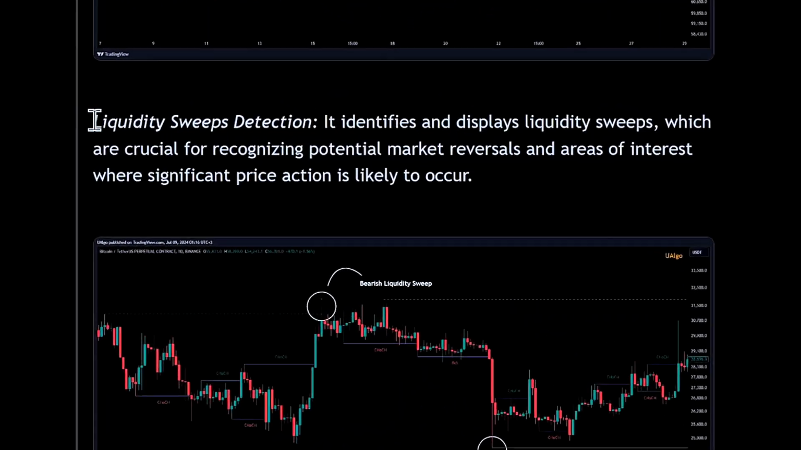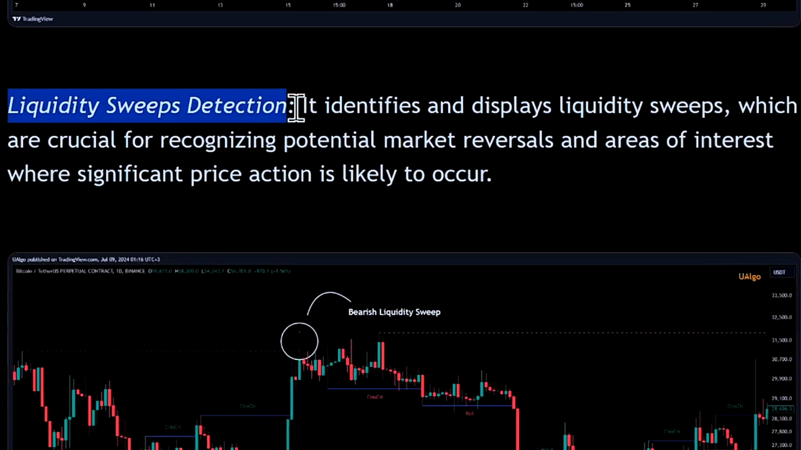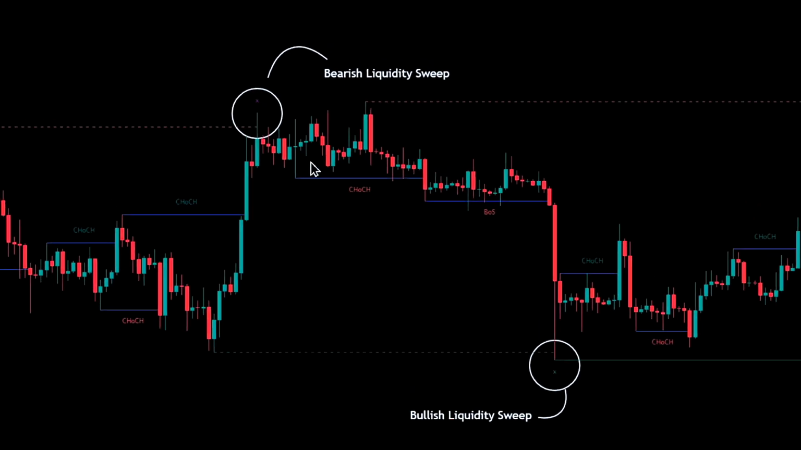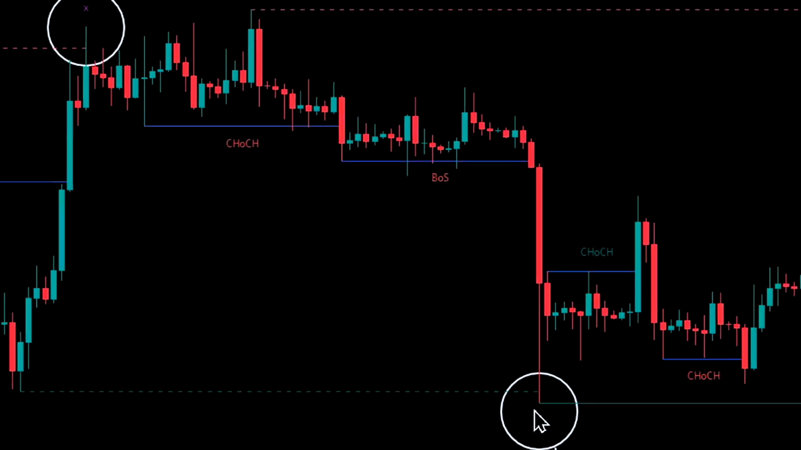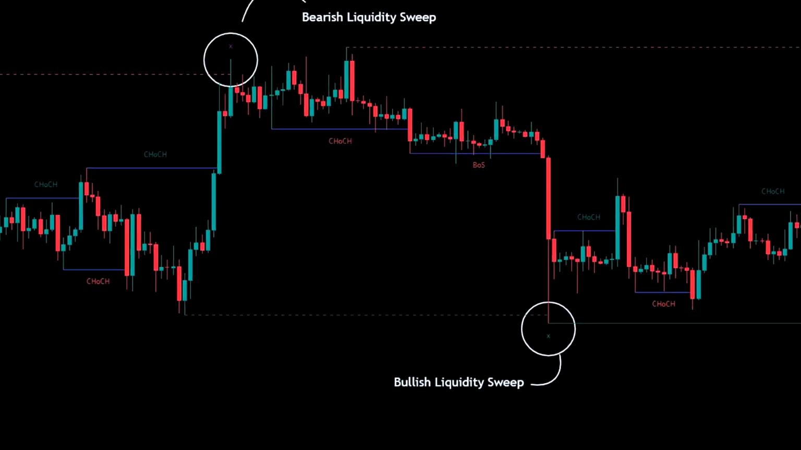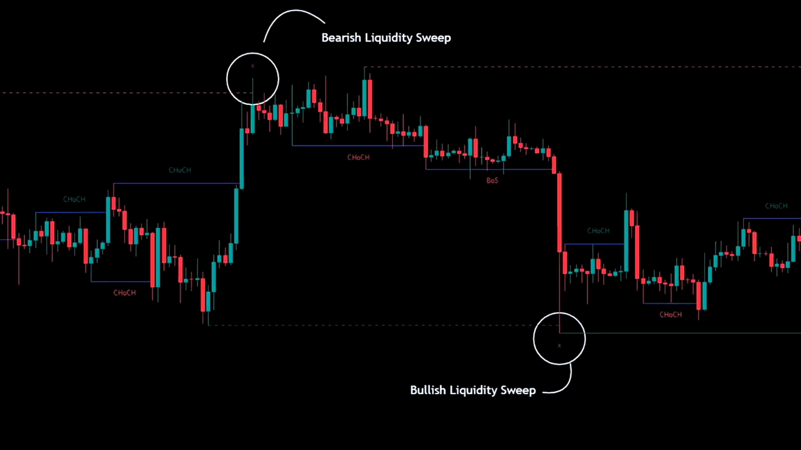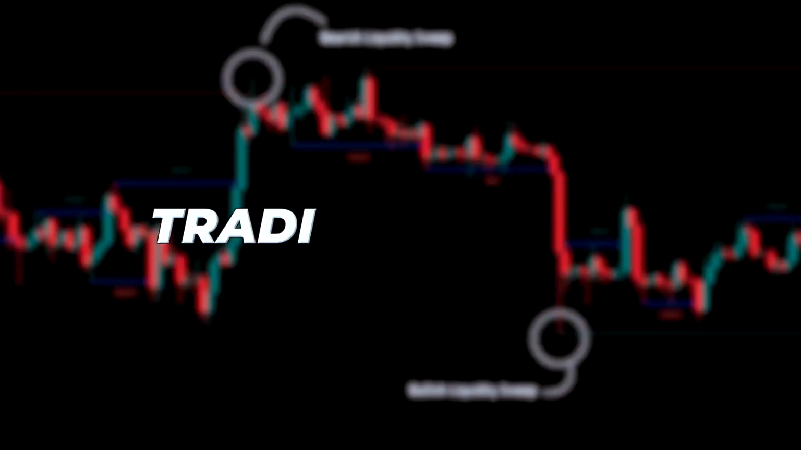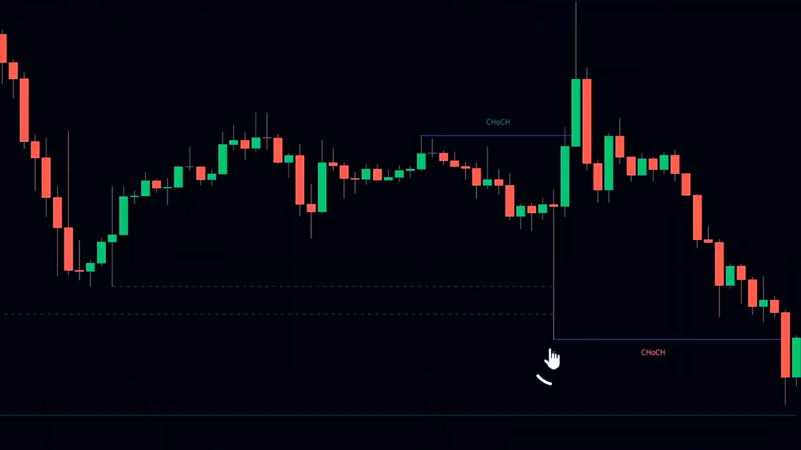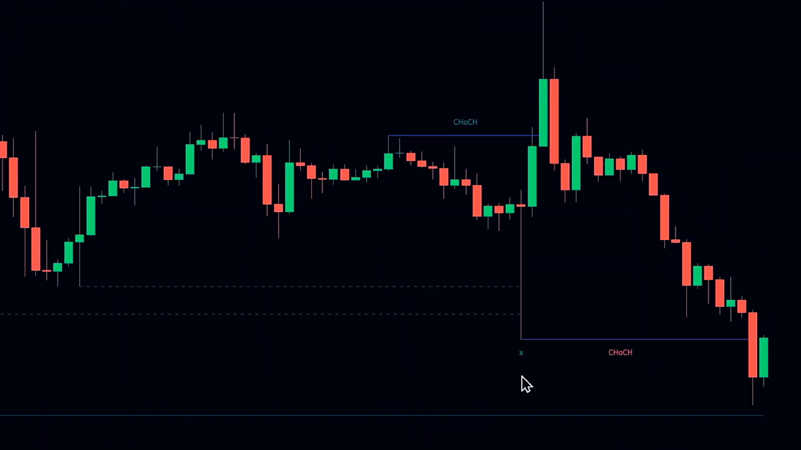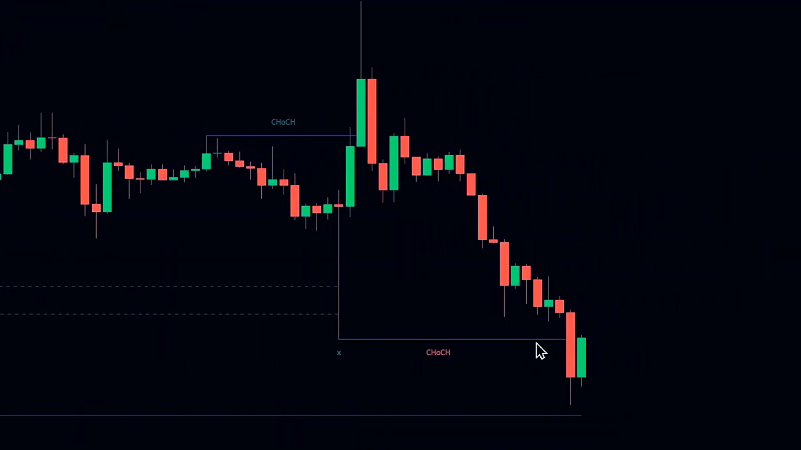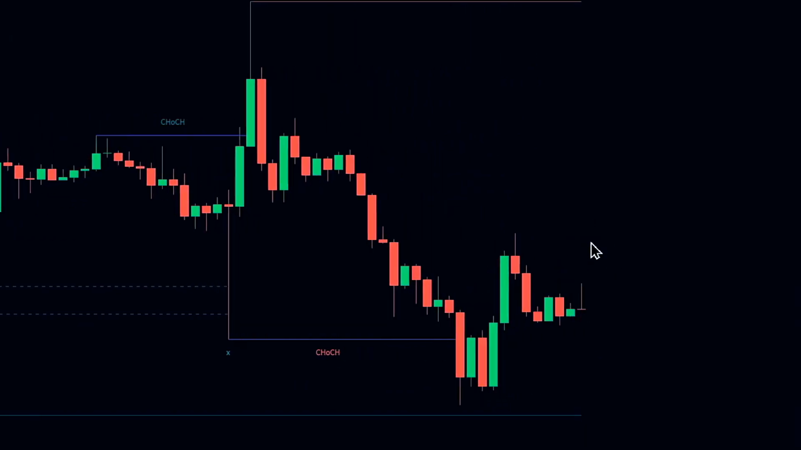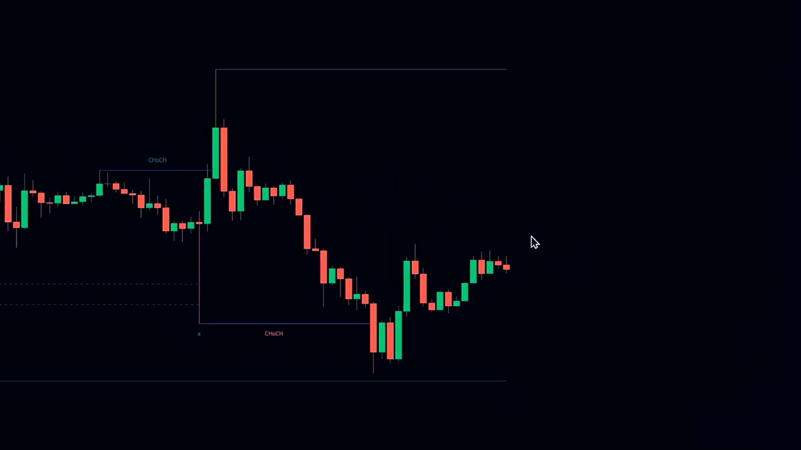Next, this tool also spots liquidity sweeps. Those moments when price action busts through previous highs or lows, snagging stop orders before flipping the other way. These sweeps are key for spotting potential reversals where a lot of trading action happens. You'll notice markers on your chart showing where liquidity got swept, and these spots often lead to sharp moves in the opposite direction, catching traders off guard if they're on the wrong side.